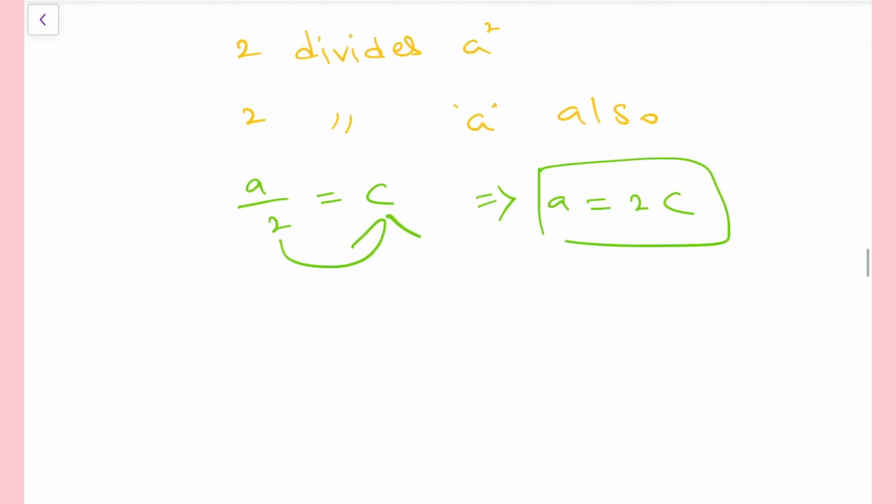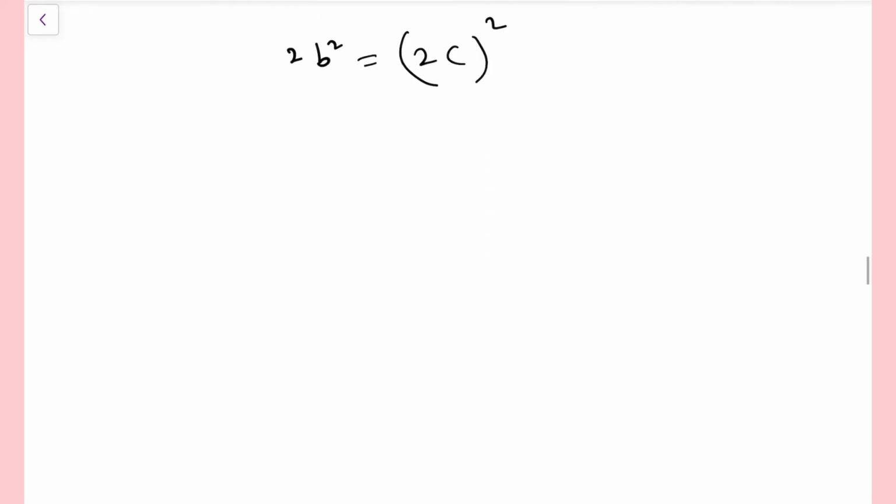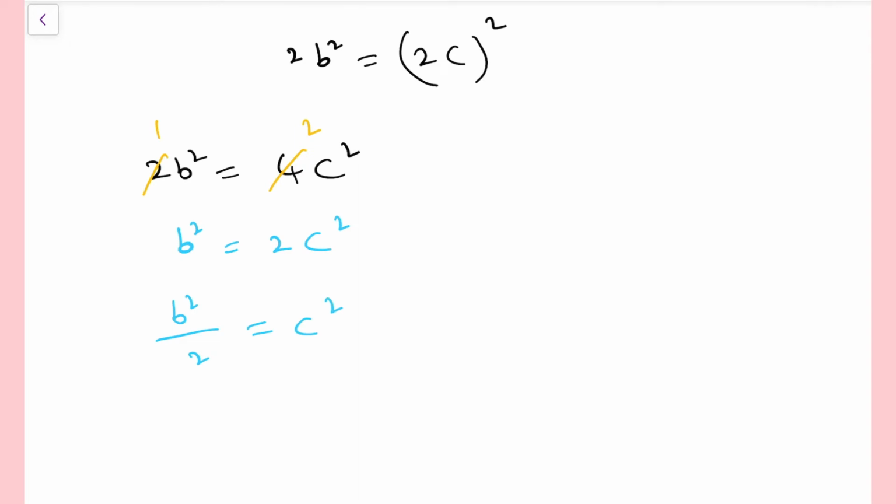So 2b square equals to a square. Here in the place of a, this I am going to substitute. 2b square equals to a is nothing but 2c. So 2c whole square. 2b square equals to 2c whole square, 4c square. 2 1s are 2, 2 2s are 4. B square equals to 2c square. Take 2 to the left side. B square by 2 equals to c square. What exactly this b square by 2 means? B square by 2 means 2 divides b square. If 2 divides b square, then 2 divides b also.